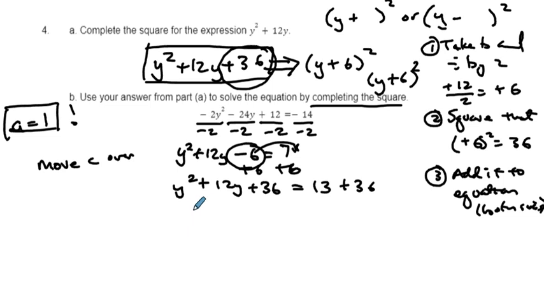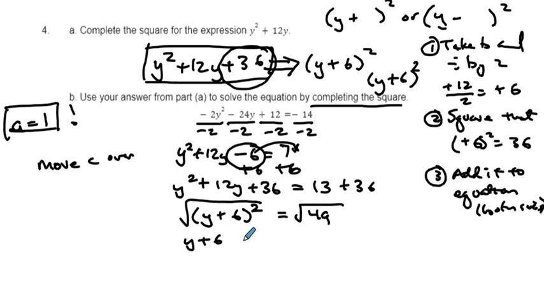So we get y plus 6 squared, because it factors to that, and I know that because I did it already, equals 49, whatever this is added together. Now we use the square root property. We get y plus 6 equals the positive and negative case of the square root of 49, which is 7, since 7 times 7 is 49. So I have y plus 6 equals 7, and y plus 6 equals negative 7.